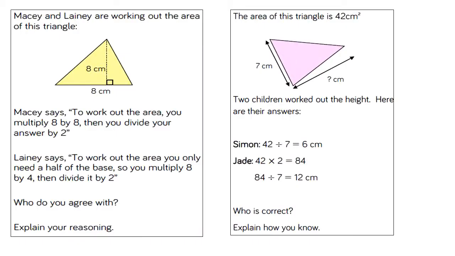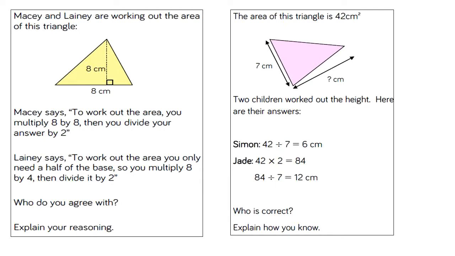Okay, at the end of last lesson, I left you with these two problems, so we'll start today having a look at those. You were asked about, on the left-hand side, the yellow triangle. You had two children, Macy and Lainey, and they were trying to work out the area of this triangle. And using the knowledge you gained from the area of triangles, you're going to work out who had done this correctly, and I told you that one of them had made a mistake.